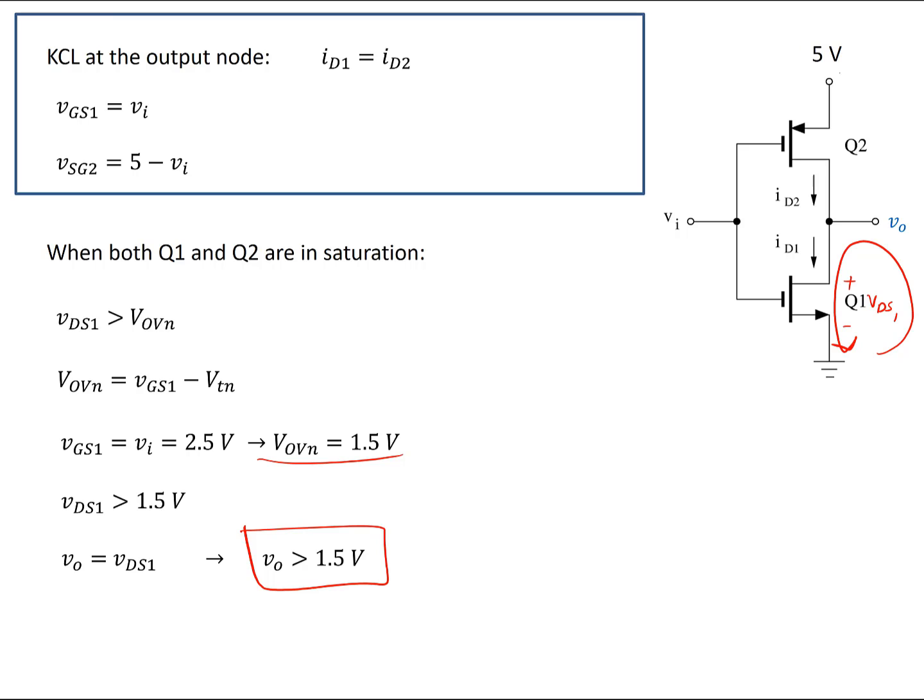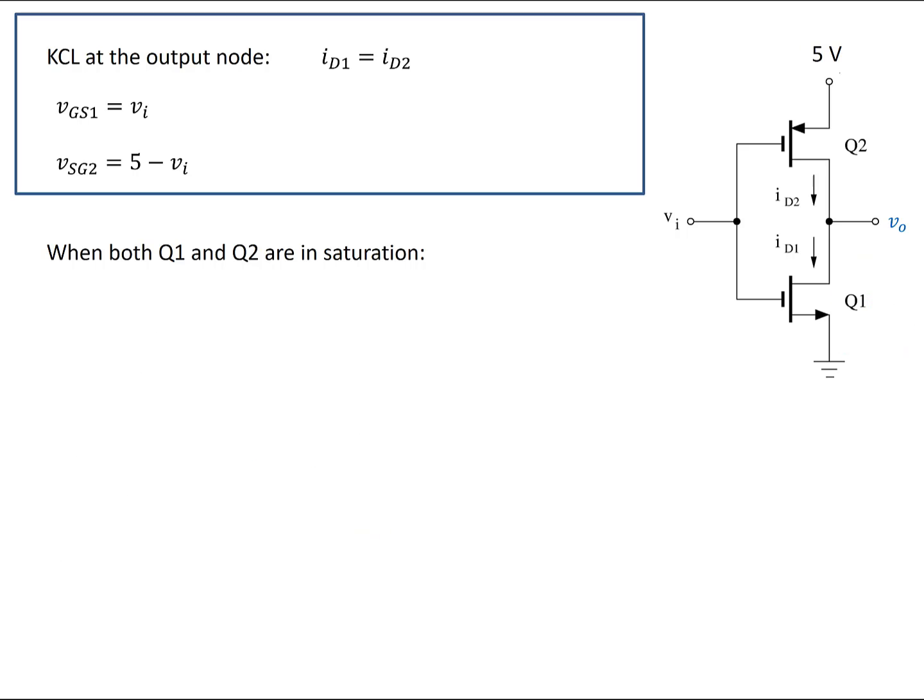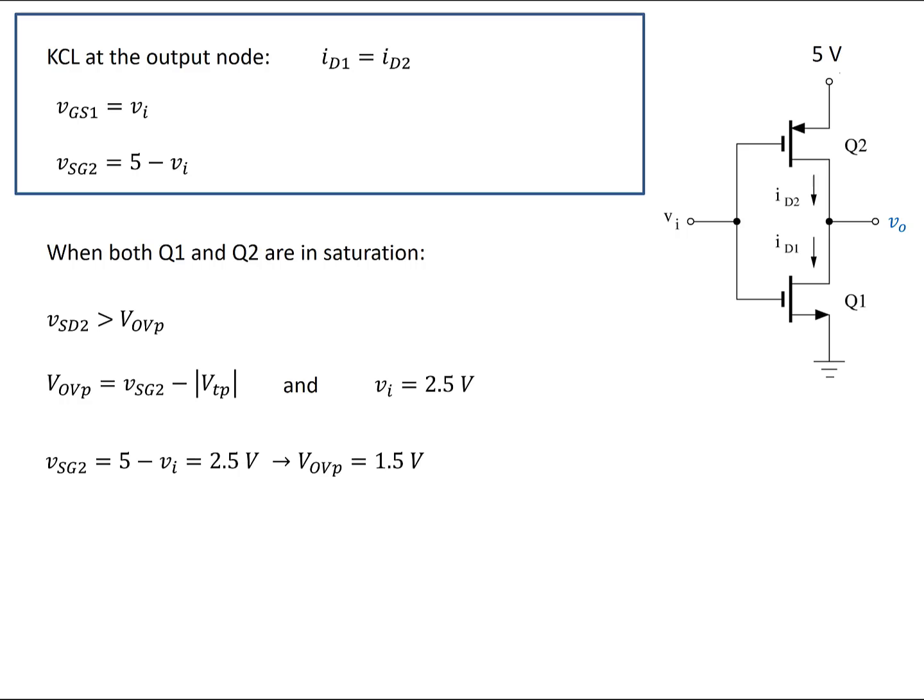We want both Q1 and Q2 to be in the saturation region. For Q2, when it operates in the saturation region, VSD2 is greater than V overdrive of PMOS. I use the VI value to calculate the V overdrive of PMOS. It's equal to 1.5 volts. So VSD2 should be greater than 1.5 volts.